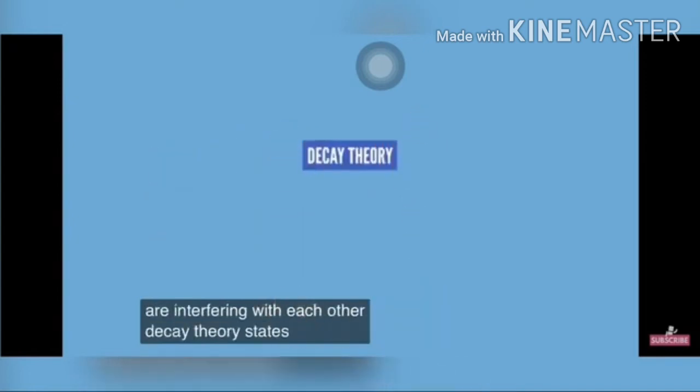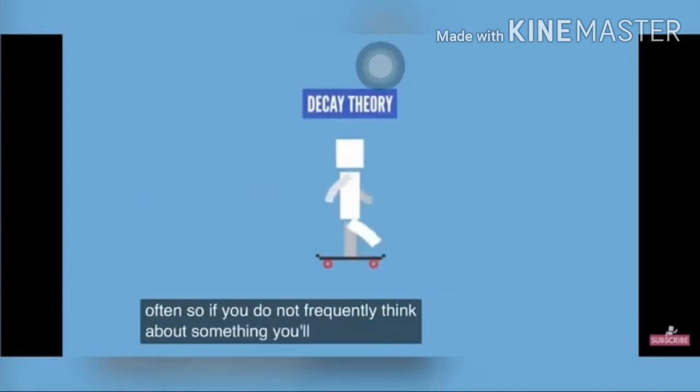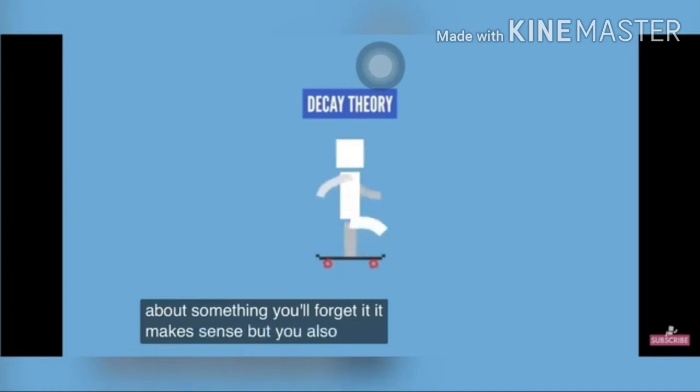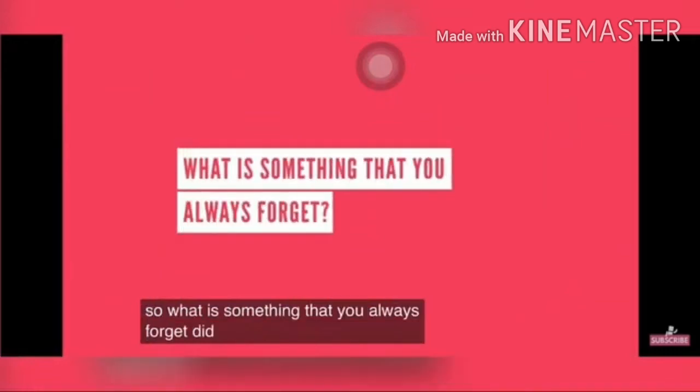Decay theory states that a memory slowly fades over time if it's not rehearsed often, so if you do not frequently think about something, you'll forget it. It makes sense, but you also have to be paying attention in the first place if you ever want to recall that information. So what is something that you always forget?